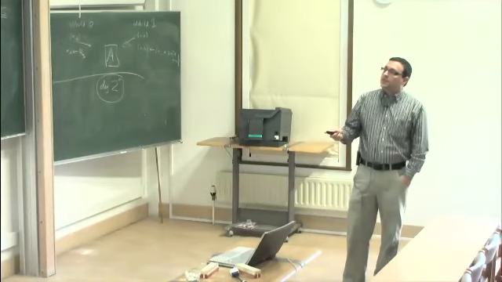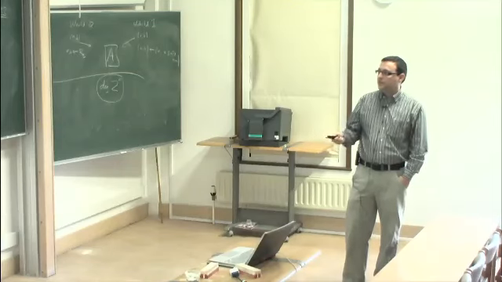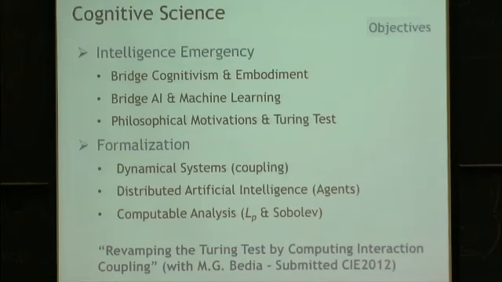Which formalization do we use here? The idea of dynamical systems and distributed artificial intelligence, together with computable analysis. We have sent this paper to CIE 2012 about revamping the Turing test by computer interaction coupling, and hopefully soon we will have some feedback.